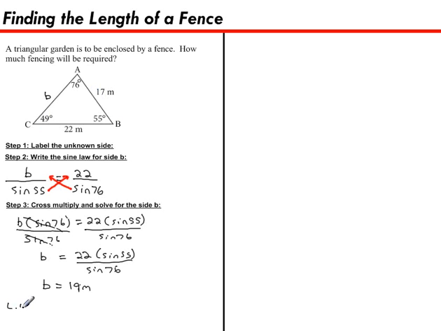So I'm going to say LOF for length of fence is equal to 19 plus the other two sides, 17 plus 22. And that's equal to 58 meters. And that is our final answer. We have to be careful, there's an extra step. So we have 58 meters of fencing all the way around the garden. Let's add a concluding statement. My concluding statement just says, therefore, 58 meters of fencing is needed.